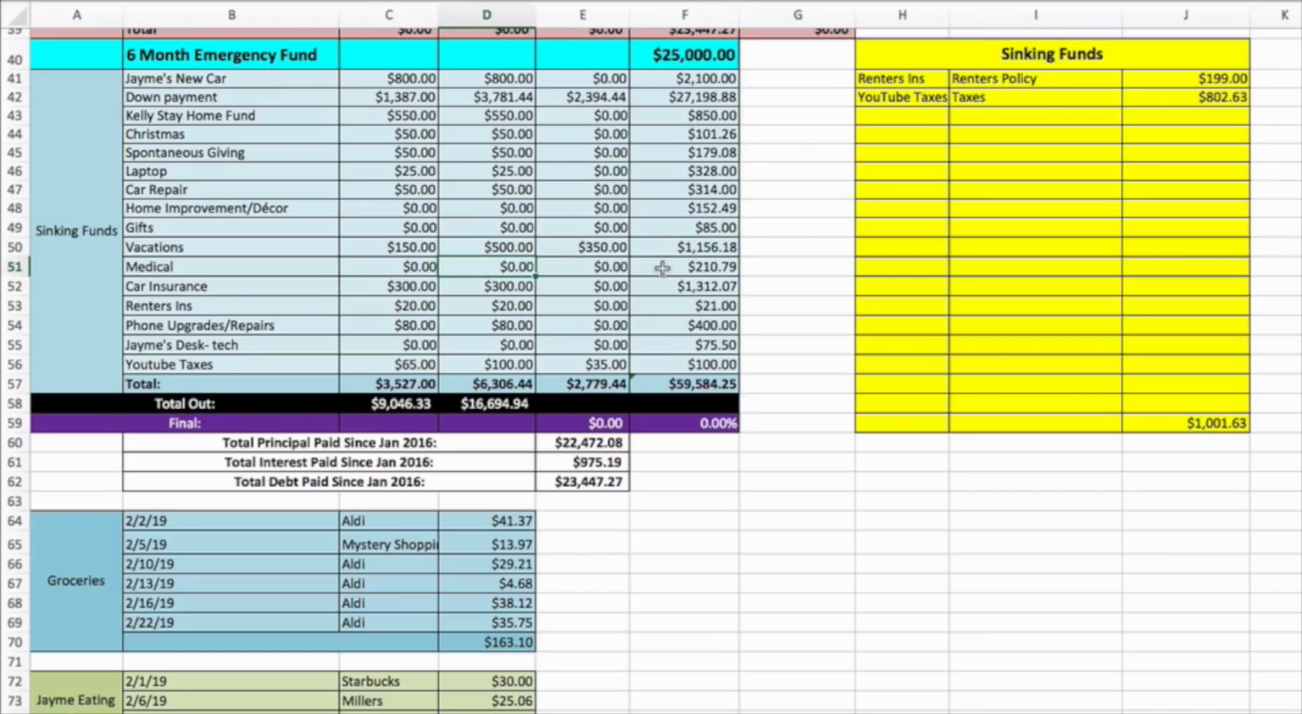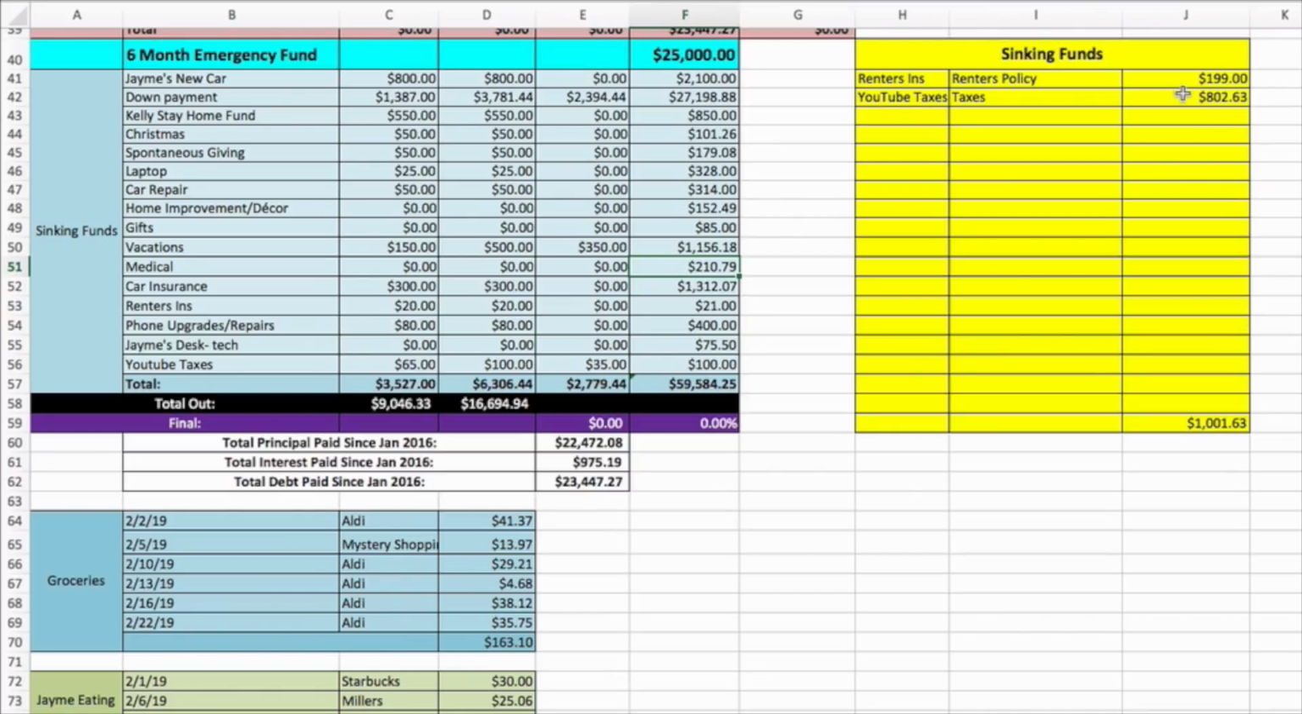Medical, didn't fund that. So it has $210.79. Car insurance, $300 for a total of $1,312.77. Renter's insurance added $20 for a total of $21. Phone repair upgrades, $80 for a total of $400. Jamie's desk, we did not fund this. It has $75.50. YouTube taxes, we used YouTube taxes.